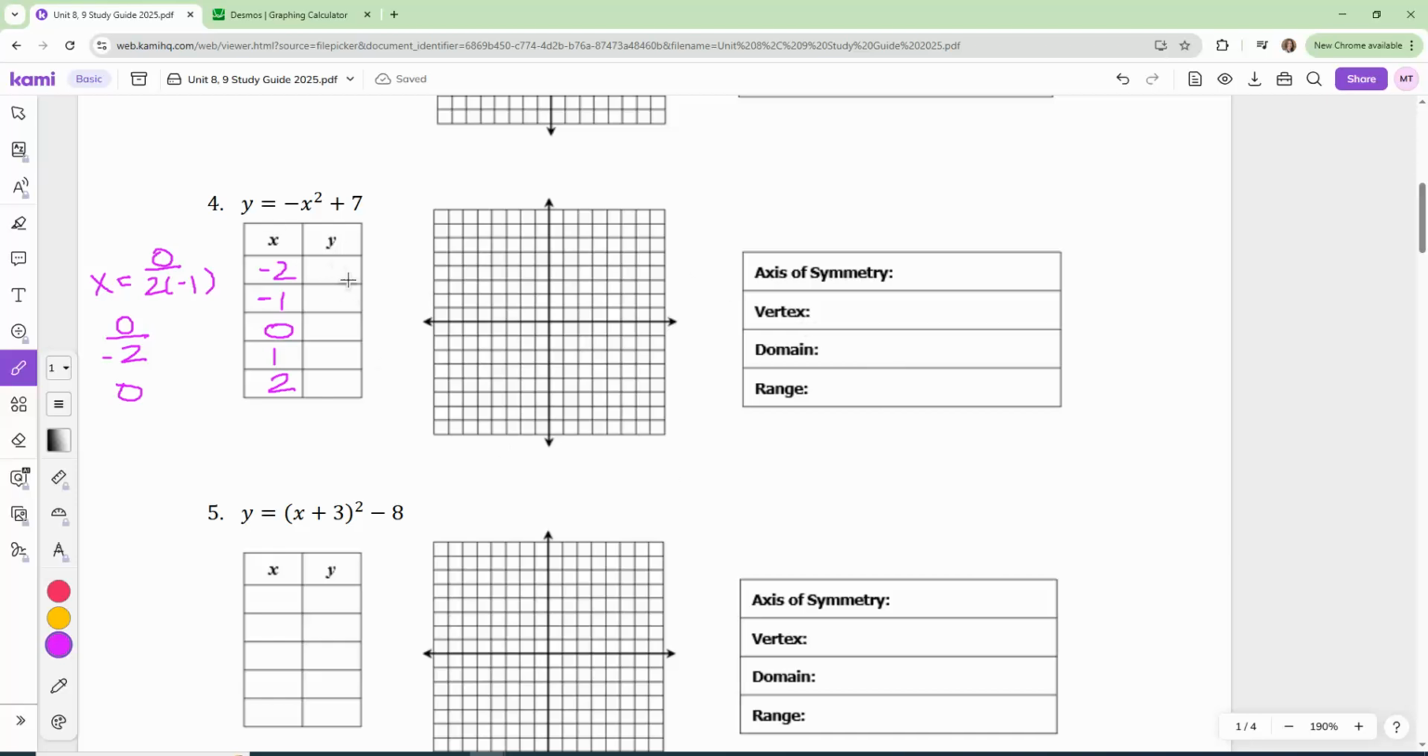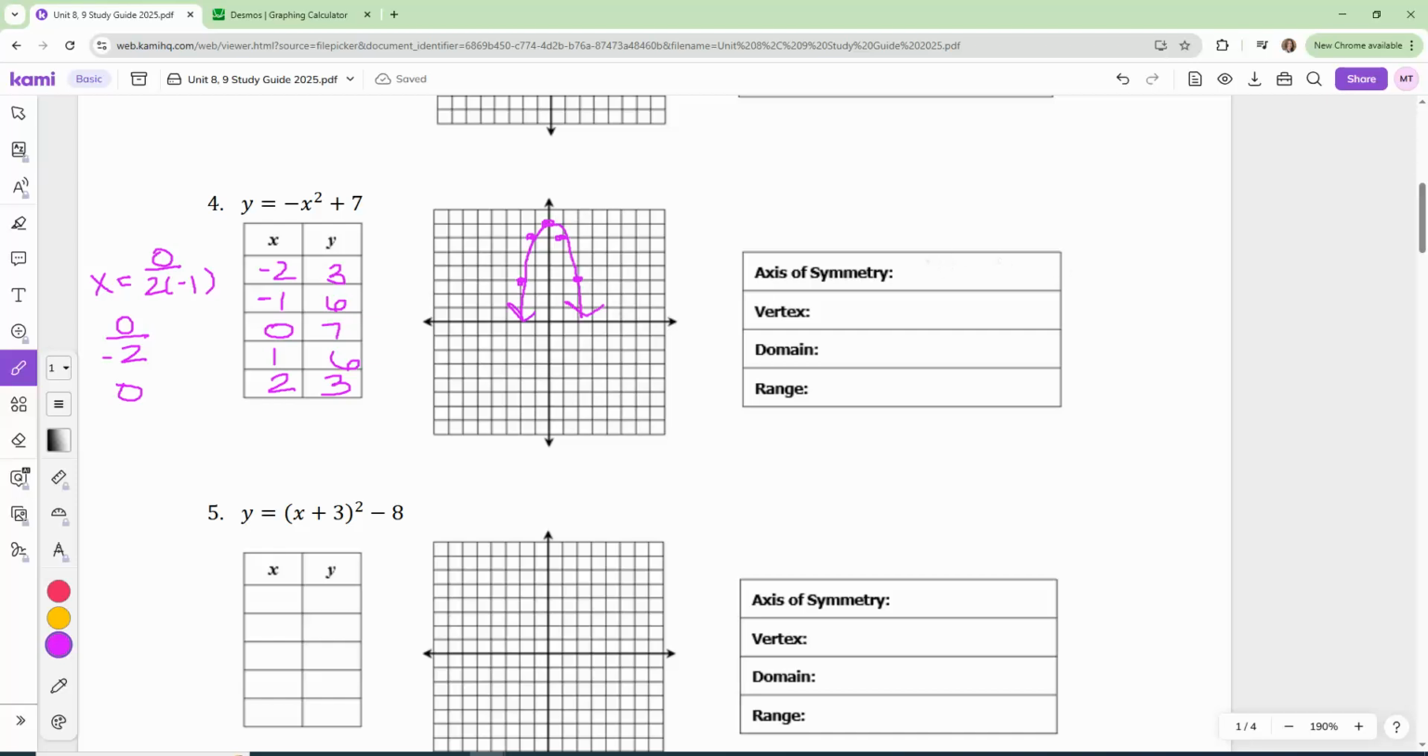So then you plug those in. So we get 3, 6. And everyone knows how to plug those in. Get your points. So we have -2, 3, -1, 6, 0, 7, +1, 6, +2, 3. You can use Desmos to look at the graph, but I will check. You have to have those points plotted that we found.